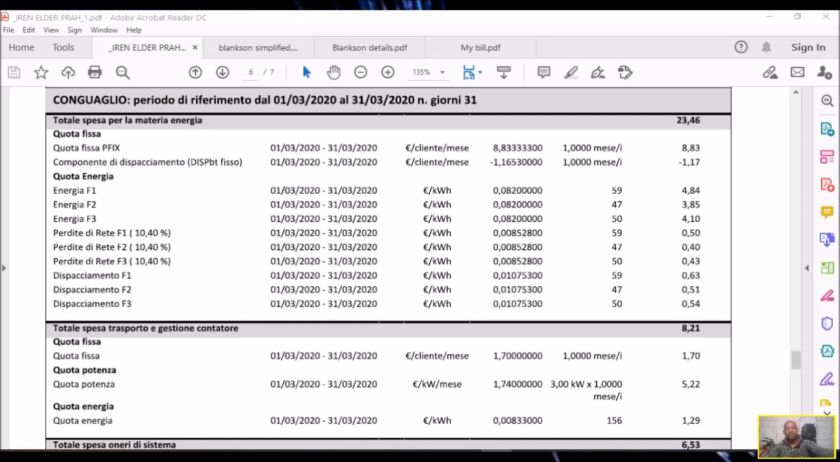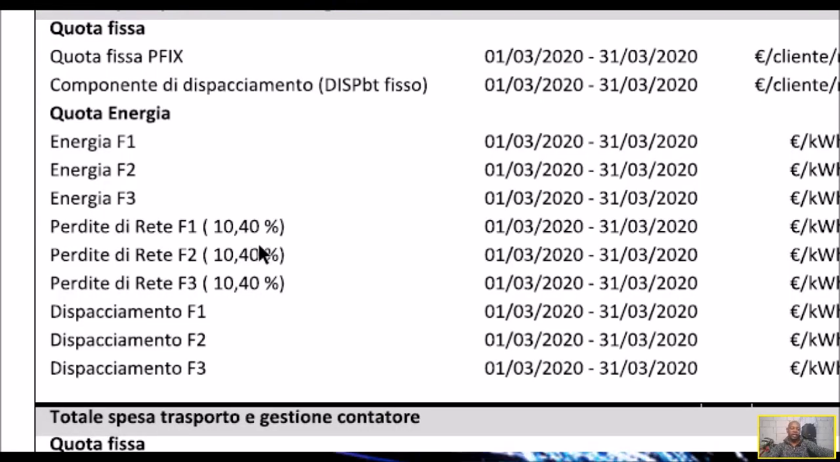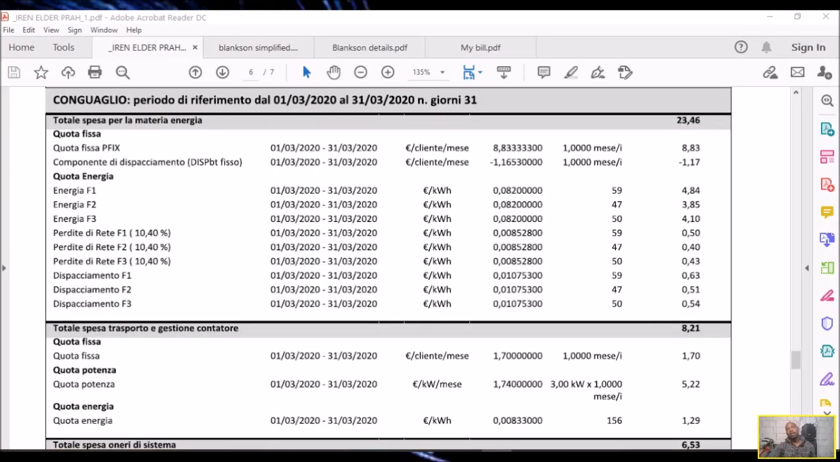here that I would like to explain, which is perdita di rete. When they are transporting the energy from the terminal, which is of a high voltage, before it gets into our various houses, some of the energy disperses. So with this dispersion of energy, we pay for it, which is not that much. It costs 10.40% of the actual price they are giving you, which is 0.082.